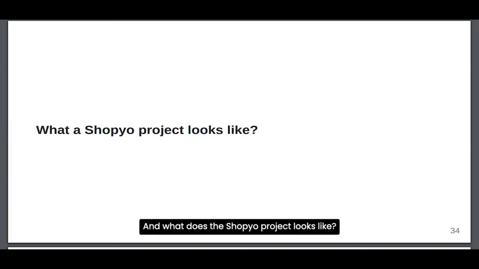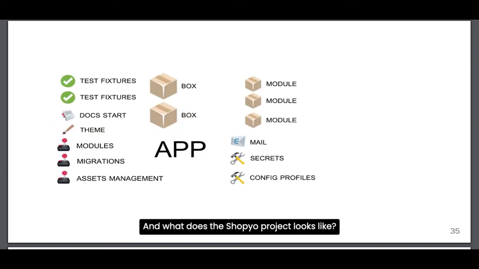And what does a Shopyo project look like? Well, this is it. You have modules, the email sending mechanism, the secrets management, and config profiles like testing, production, and development. You have your tests, included by default. You have your Sphinx docs, your Sphinx theme, and things like that.